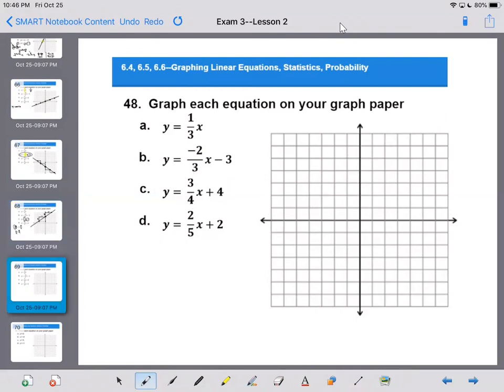And then D, I'm going to go to 2 on the y-intercept, and then I'm going to apply my slope. So I'm going to go up 2, right 1, 2, 3, 4, 5, or I can go down 2 to the left 5, 1, 2, 3, 4, 5, and just plot those 3.